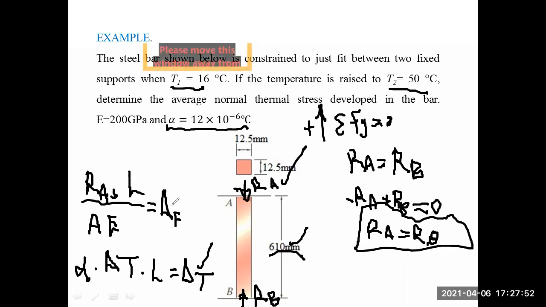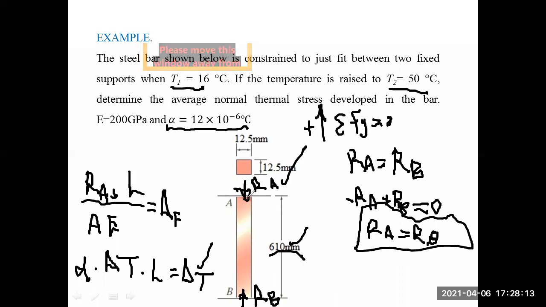Now I have said, due to the thermal expansion, due to the change in temperature, we will have a thermal expansion. But the thermal expansion is resisted by a force which is induced. This force is induced due to the thermal expansion. You have a constraint. The constraint will prevent the element from expanding. By what?